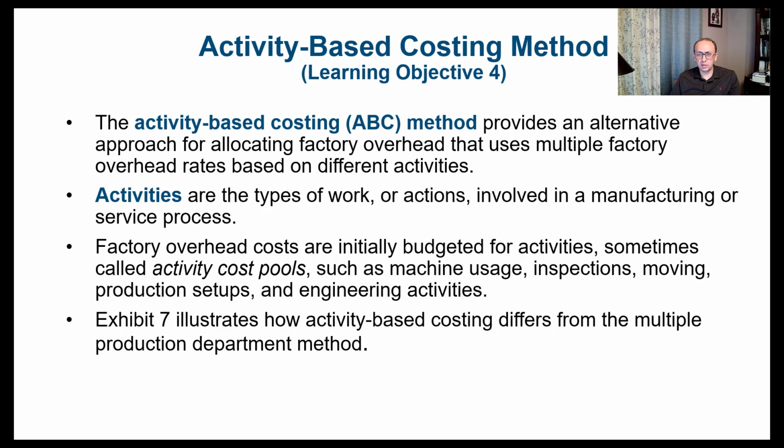Activities are the types of work or actions involved in a manufacturing or service process. Factory overhead costs are initially budgeted for activities, sometimes called activity cost pools, such as machine usage, inspections, moving, production setups, and it could also be engineering activities. The next figure will illustrate how activity-based costing differs from the multiple production department method.